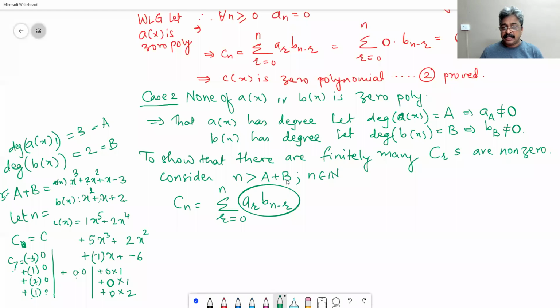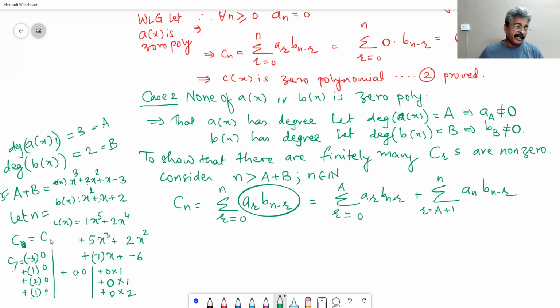Let n be greater than A plus B. So Cn, how do you write Cn now? Let us break this Cn in two parts: sigma r goes from 0 to capital A, ar b(n minus r), plus sigma r goes from A plus 1 to n, ar b(n minus r).